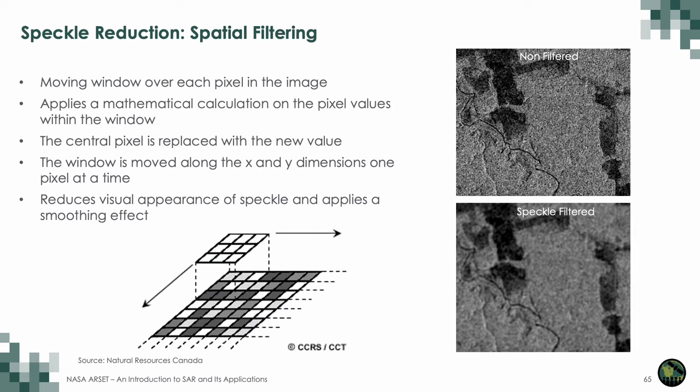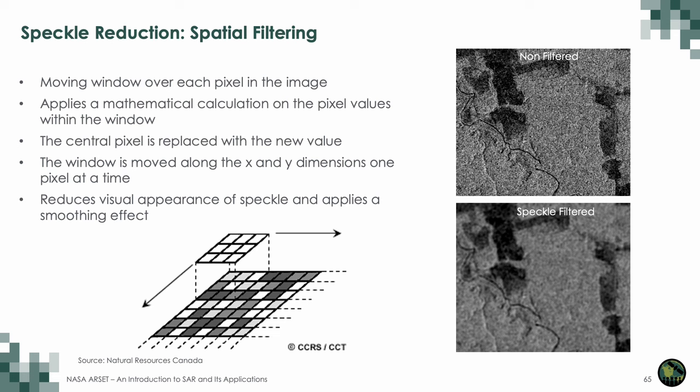So spatial filtering consists of moving a small window of a few pixels in dimension, say a window of 3 by 3 pixels or 5 by 5, whatever you define it to be, and you move that window over each pixel in the image, applying a mathematical calculation using the pixel values within that window. There are many different mathematical calculations, many different speckle filters, but say here we're just calculating the average of the pixels within that window. And then we replace the center pixel with that new value, that new average. The window is then moved along in both the row and column dimensions, one pixel at a time, until the entire image has been covered.